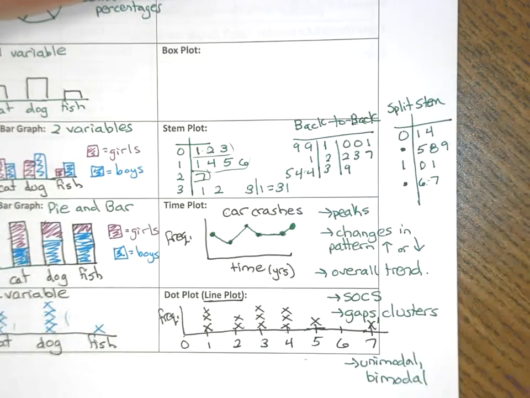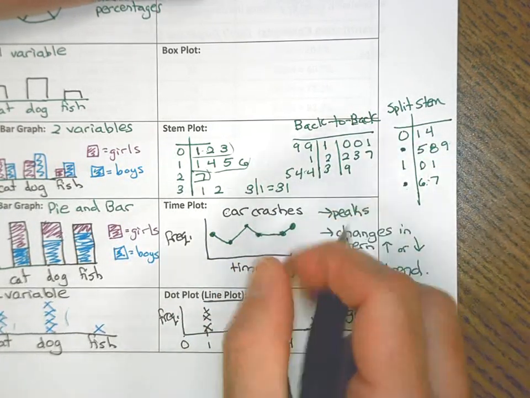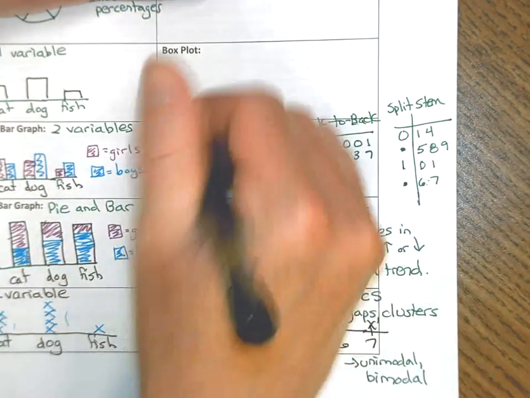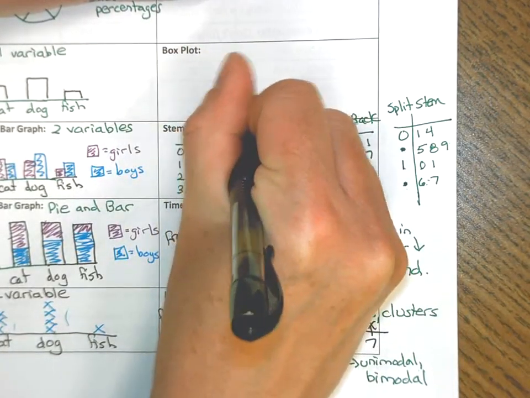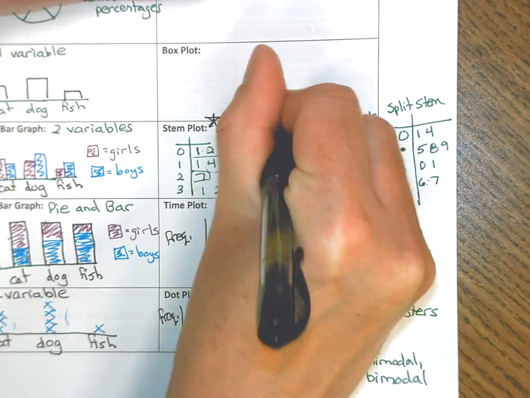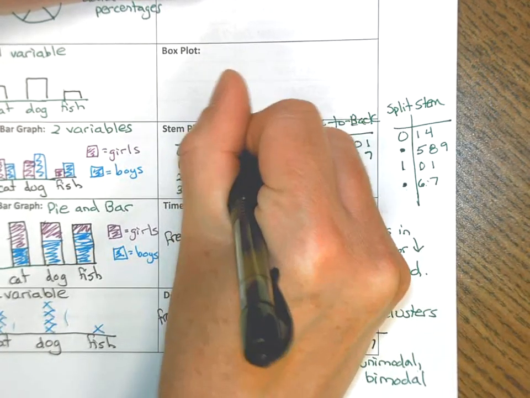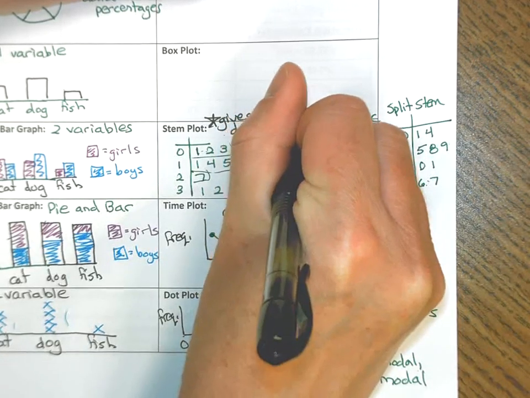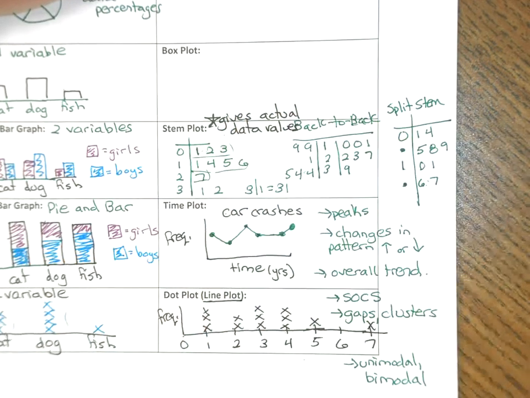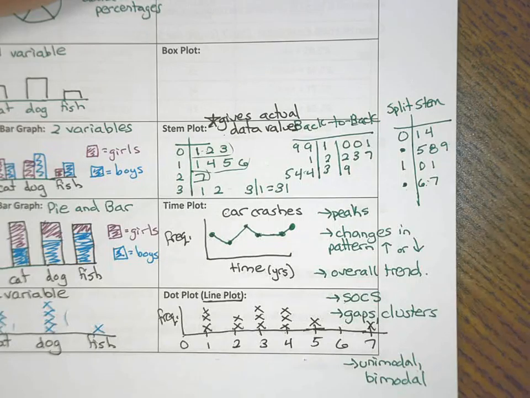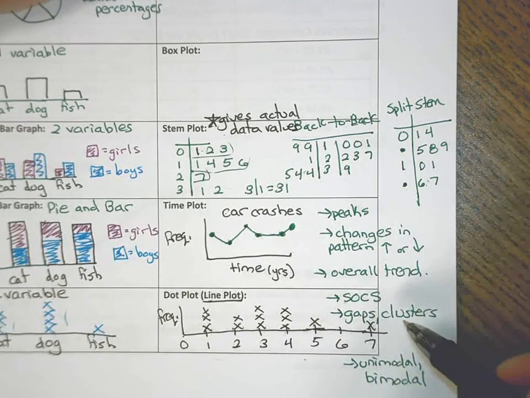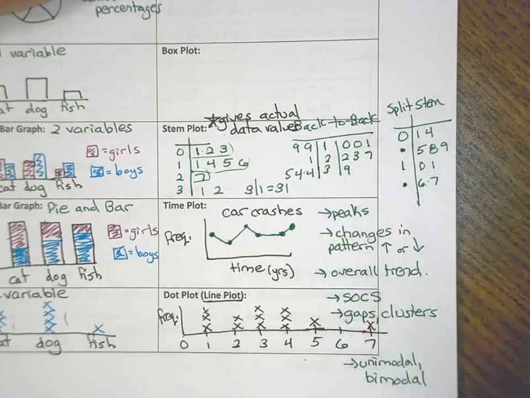Remember, the key thing on a stem and leaf plot is it's the only one that preserves your values. So it gives actual data, your actual data values. You can actually see the numbers in it. And as far as describing it, you would describe it pretty much just like you would a dot plot down below. I've just run out of room.